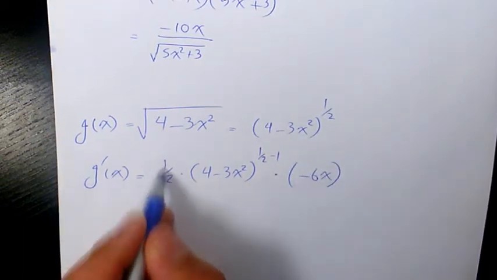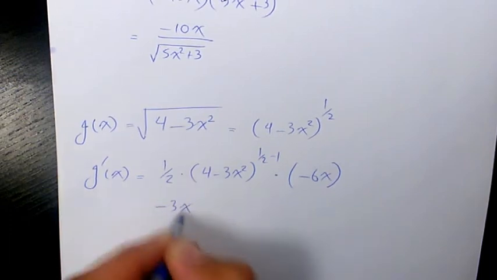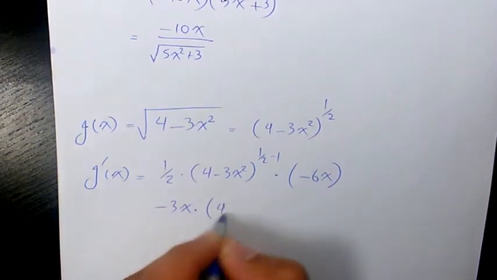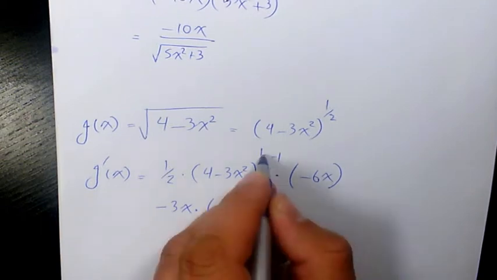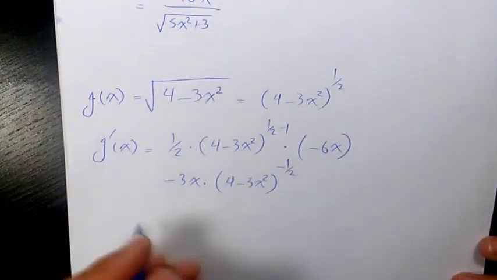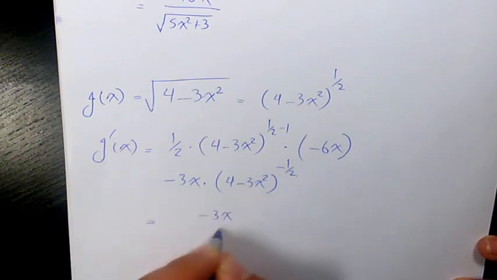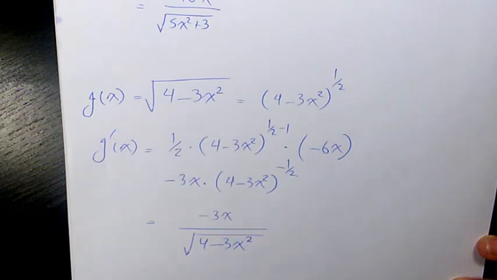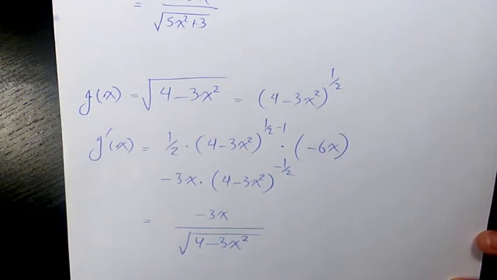Negative 6x times 1 over 2 is going to be negative 3x. We have (4 minus 3x squared) to the power of 1 over 2 minus 1, which is going to be negative 1 over 2. So that's going to be negative 3x over square root of 4 minus 3x squared. That's going to be the final answer.